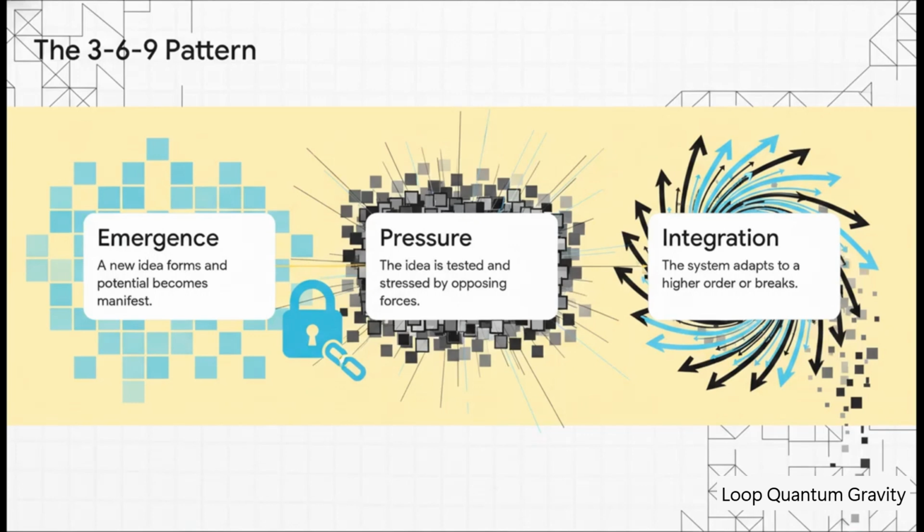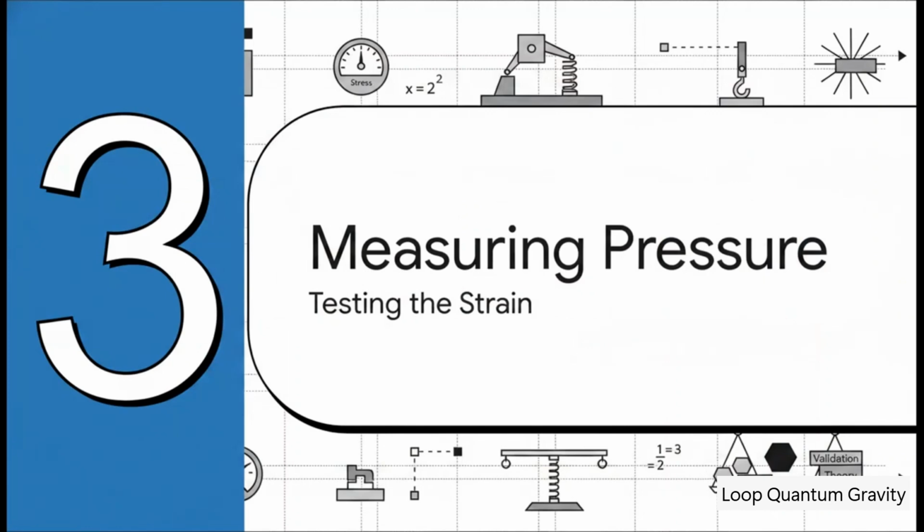It's under massive stress right now because, despite years of brilliant mathematicians working on it, it's really struggling to connect those tiny pixels to the smooth space we actually observe in reality. Section 3. Measuring the structural pressure. Testing the strain on the theory.